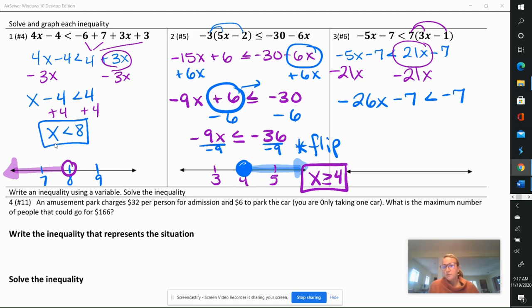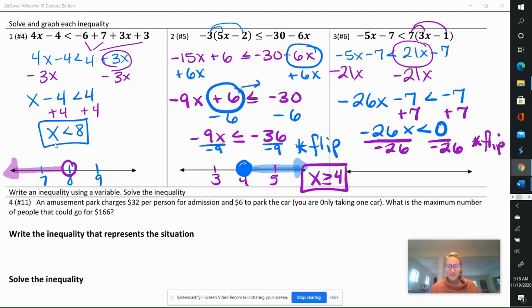Right now, to the x term, we're subtracting 7. So to isolate x, I need to add 7 to both sides. -7 plus 7 is 0. So it looks like we're almost done, but in order to solve an inequality, we need the variable isolated. We need it by itself. So we're not quite done yet. Right now we're multiplying x by -26, so we need to divide both sides by -26.